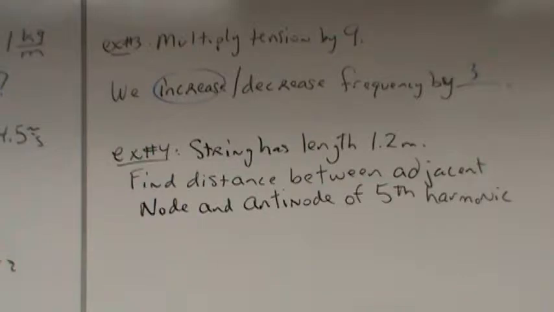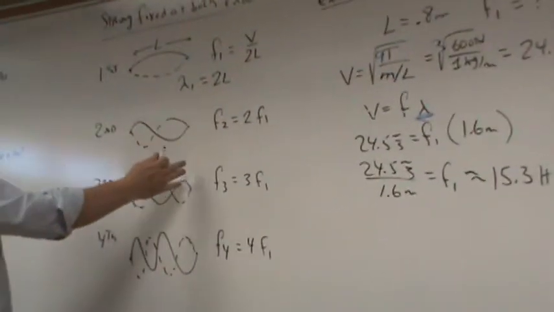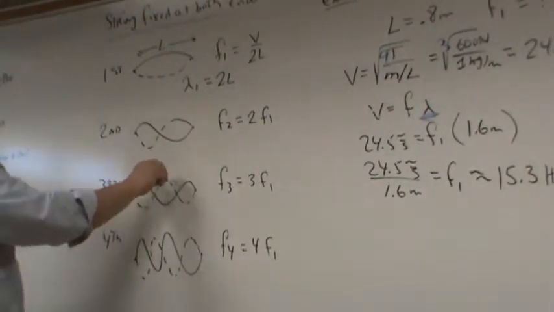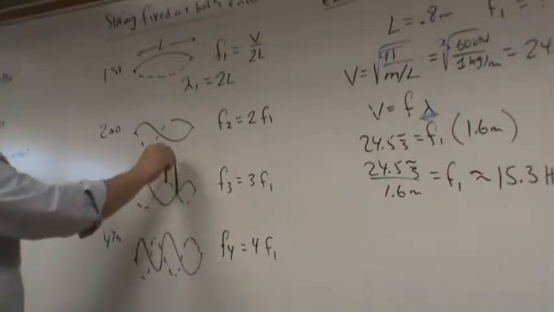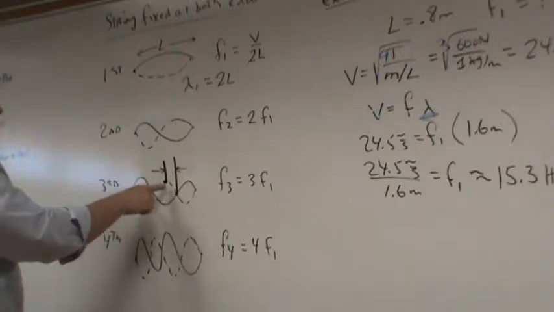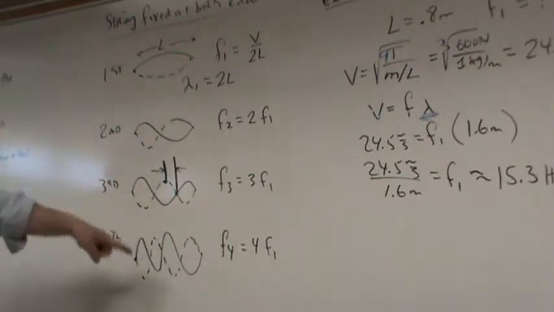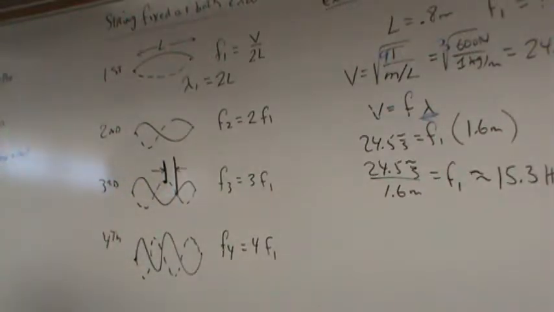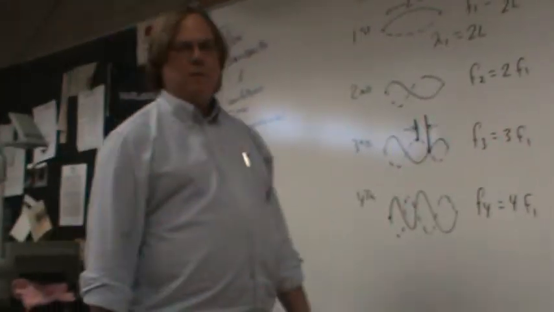So I hope you see, imagine looking at the 3rd harmonic. I'm asking for the distance between an adjacent node and antinode, but I want this for the 5th harmonic, and I urge you, draw the 5th harmonic. Don't use your cleverness, just draw the thing.